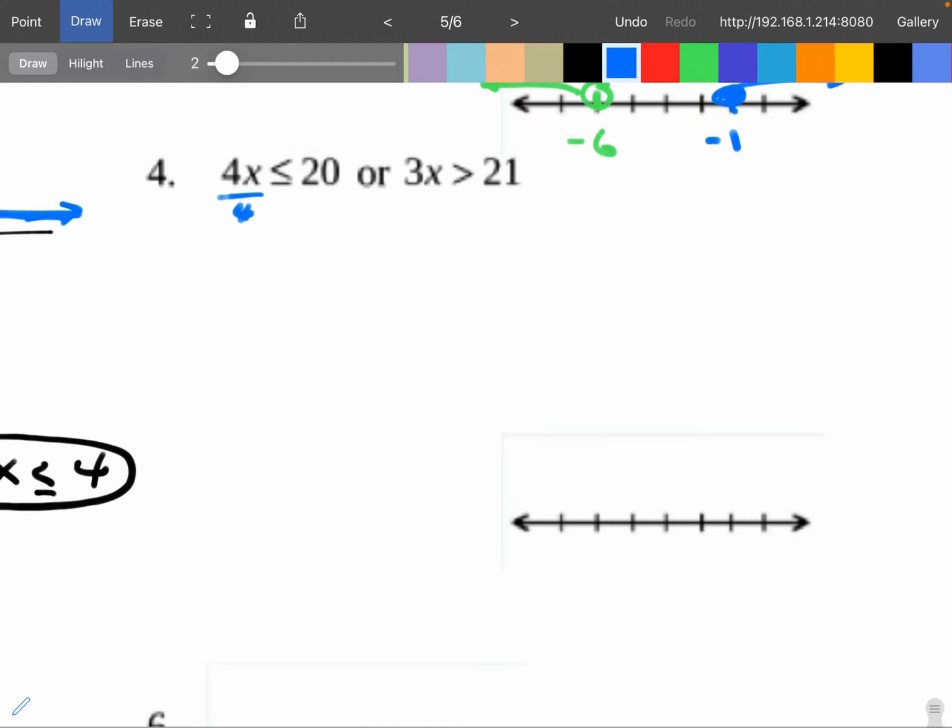All right, let's do the last one without all the explanation here. So let's do this one pretty quick. How do I solve the one on the left? Divide by 4 on both sides. How do I solve the one on the right? Divide by 3 on both sides. And then in the blue there, I'll have x is less than or equal to 5, connected with the word or here.